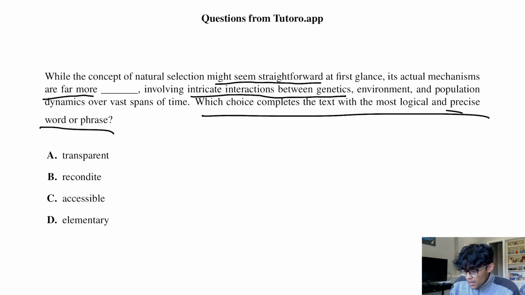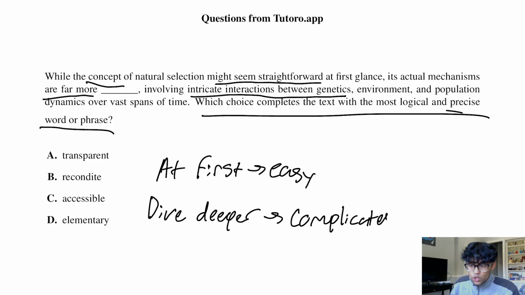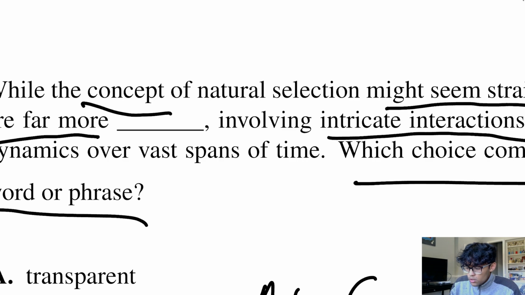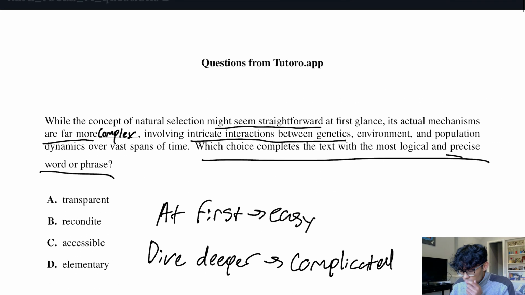So this is telling us that at first these concepts are easy, right? But when you actually dive deeper, and this is an arrow, my bad for the bad handwriting, when you dive deeper, they become more complicated, because it uses context clues like intricate and things like that. So we haven't looked at any of the answer choices yet, but the word that I would use to fill in the blank here is they're far more complicated. They're all right, complex, just to save some space. So now we've used context clues and we've filled in the blank with something that makes sense to us.